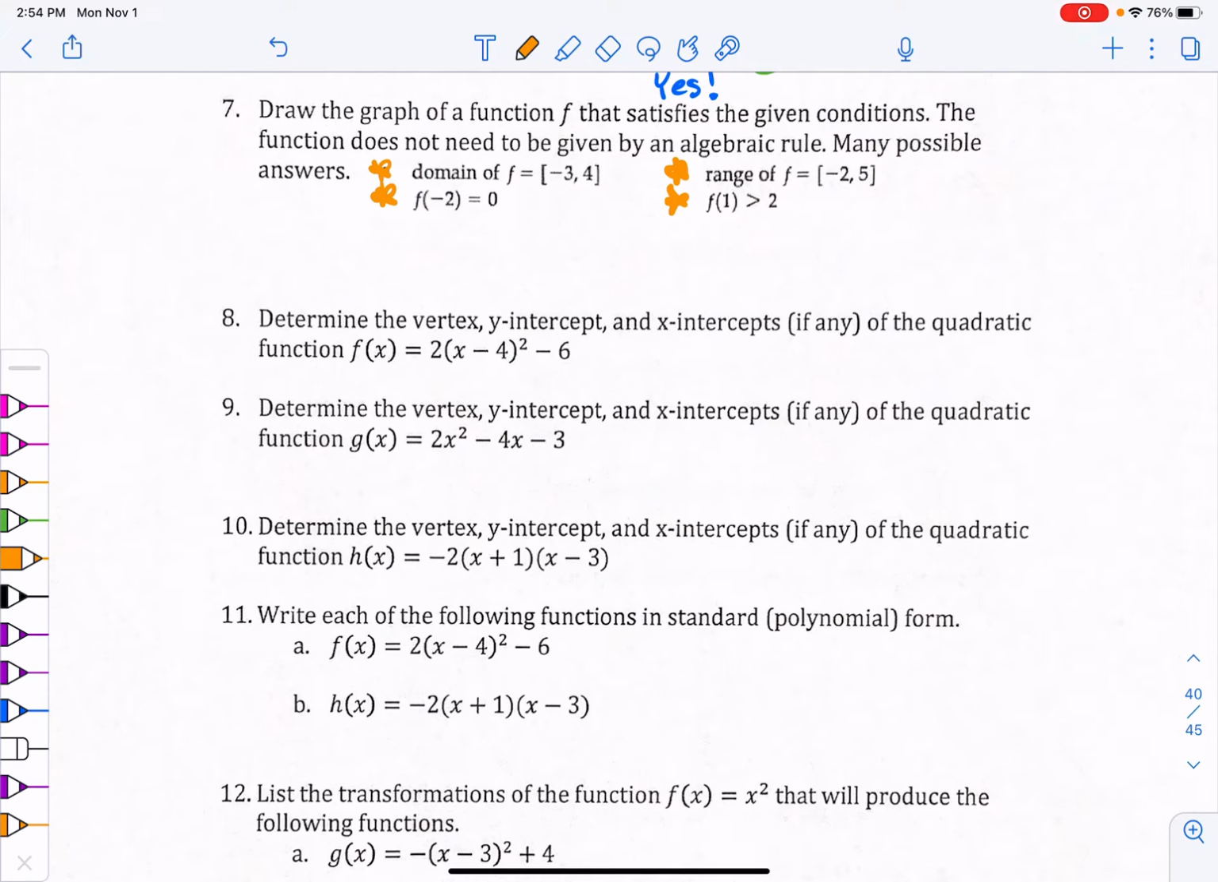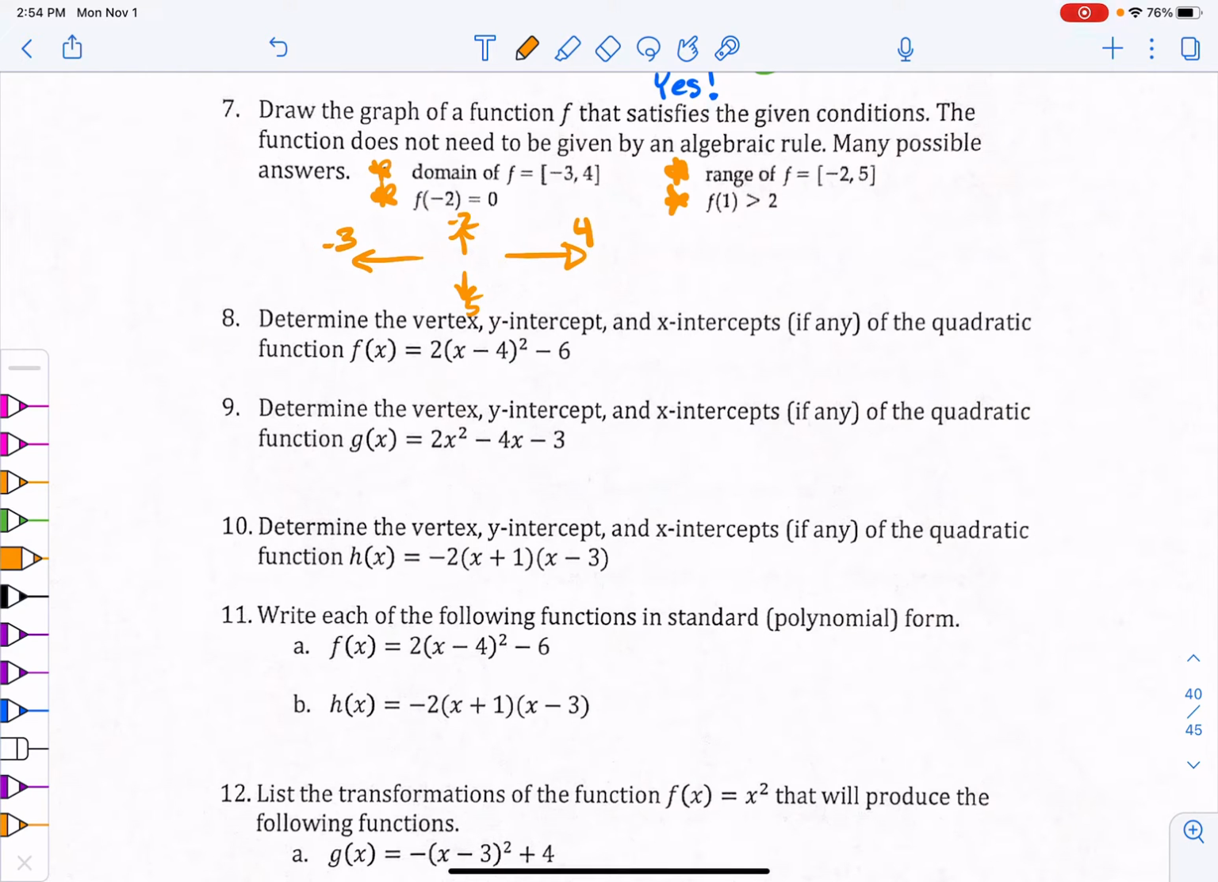So it says the domain is -3 to 4. Okay, domain is talking about the x's. So the farthest to the left that he goes is -3. The farthest to the right that he goes is +4, okay? Let's go over here to range. Range means the farthest up that he goes is -2, and the farthest down that he goes is +5.